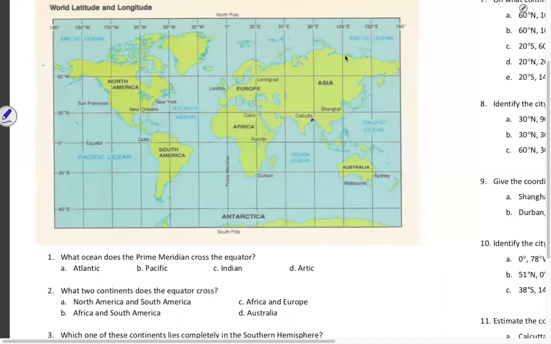Write it down because I can't do it. My answers are down here off my screen. So please write down 25 degrees north and 88 degrees east. All right, so I'm going to write 25 degrees north, 88 degrees.